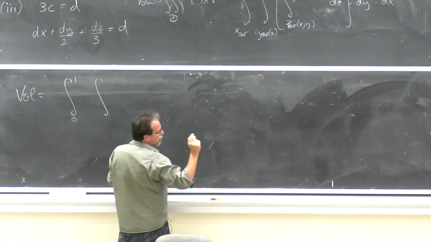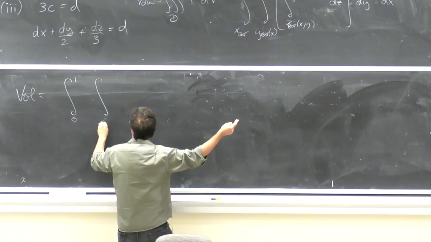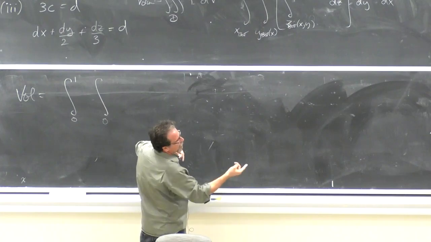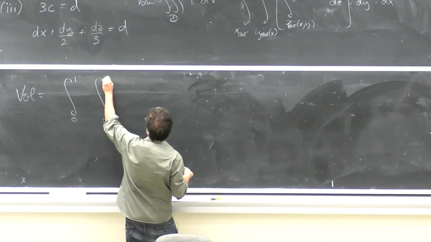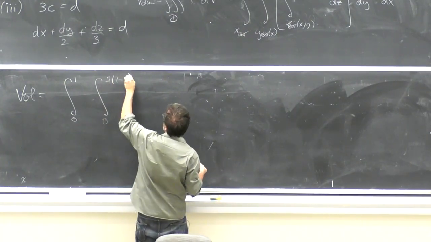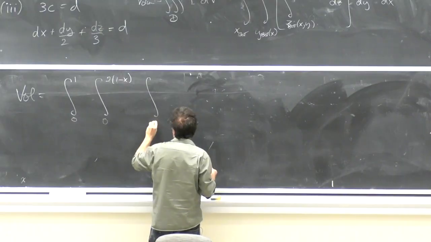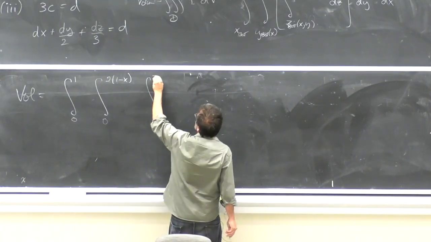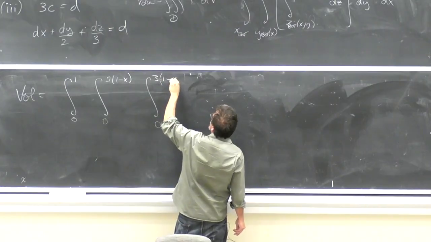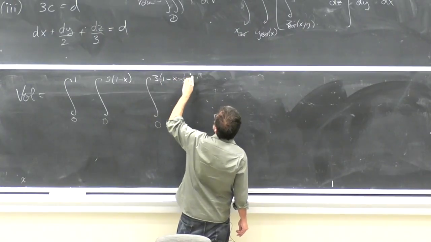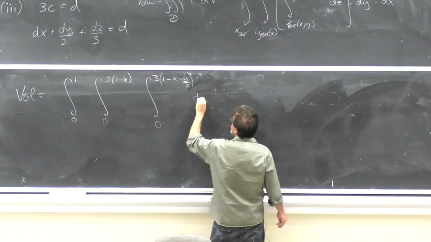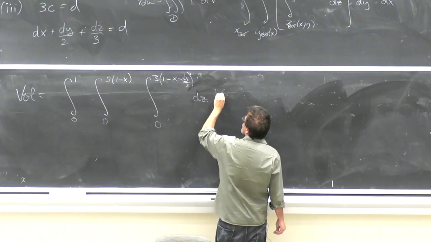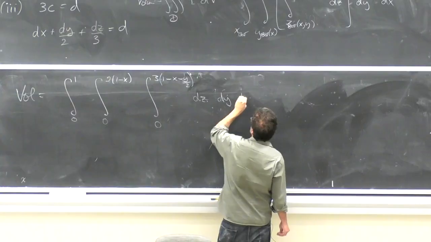From y bottom, I hope you understood my argument that y bottom equals 0, the intersection of those 2 coordinate planes, with y top being 2 times 1 minus x. And then from z bottom is 0 to z top is 3 times 1 minus x minus y over 2. And then I have to integrate that with respect to z, with respect to y, and then with respect to x.